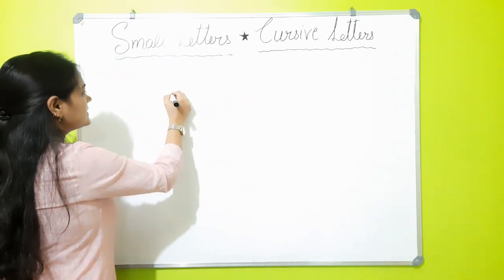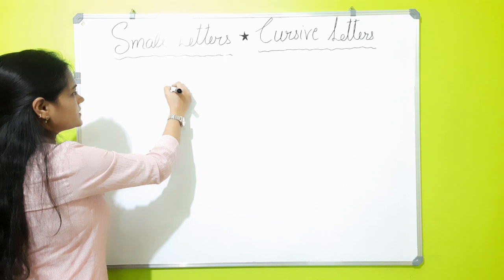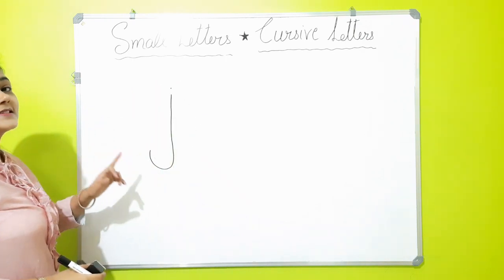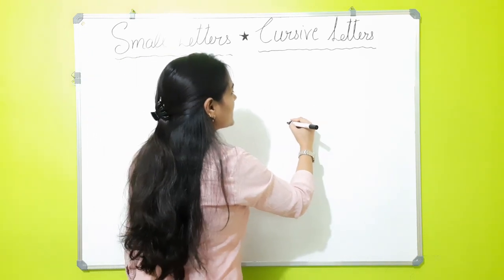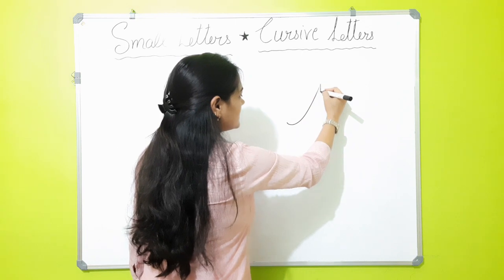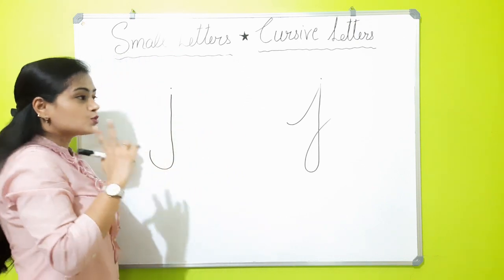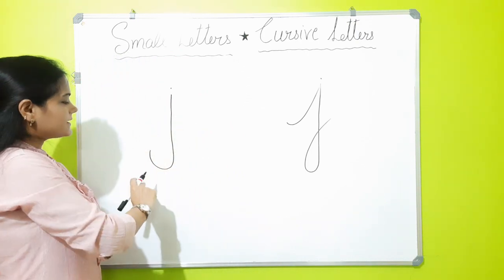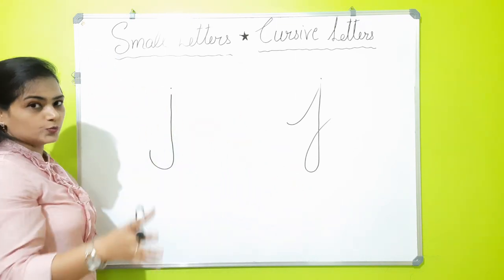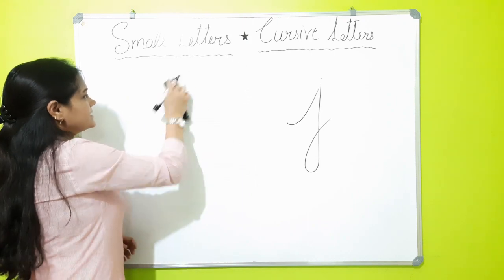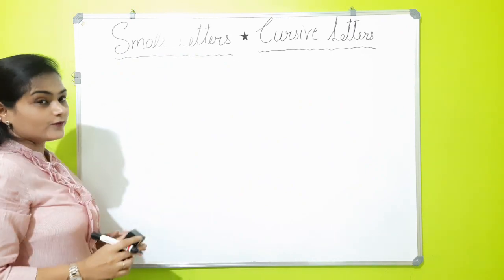J. See? Just a standing line and here a small curve. Here we need to put a dot. ये है हमारा small letter J. Now a cursive letter J. Right. We'll start with the tail, down and with the loop. Okay. So two differences you will find between simple letters and cursive letters: the tail and loops. These two things will be added. जो आपके letters को और भी beautiful बना देते हैं.